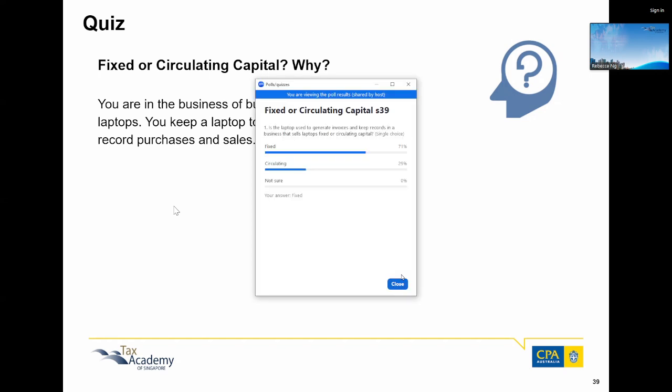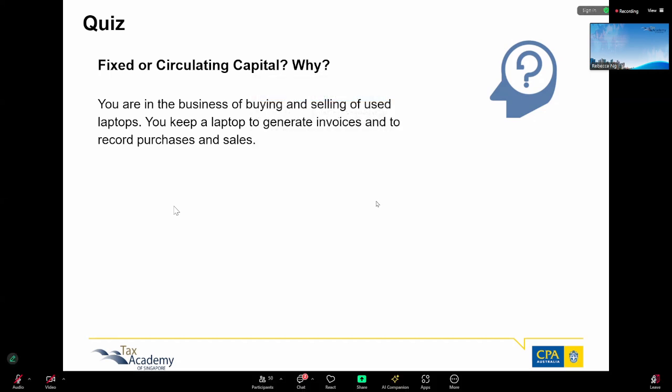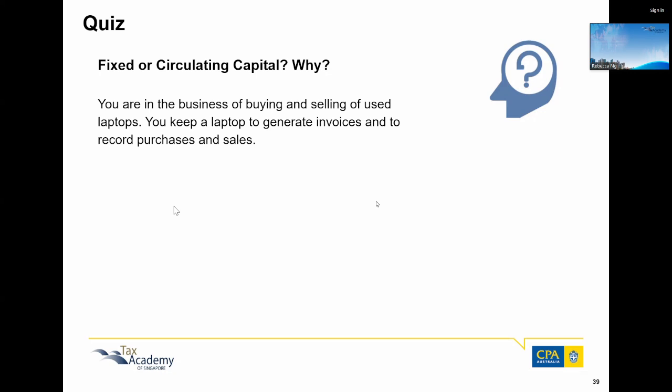So for the particular laptop that is used to record, generate invoices and record purchases and sales, they are actually fixed capital. Since the company is in a business of buying and selling laptops, laptops should actually be the company's circulating capital, right? But just look at the nature of this laptop. This particular laptop is actually used for the company's business. It's not actually meant for buying and selling. So we will not consider this laptop as stock. We will consider it as an asset for the company to record the sales and purchases.